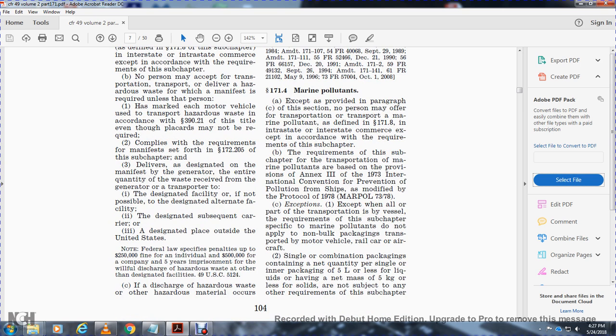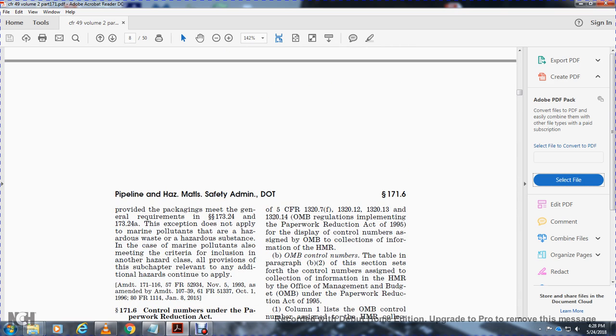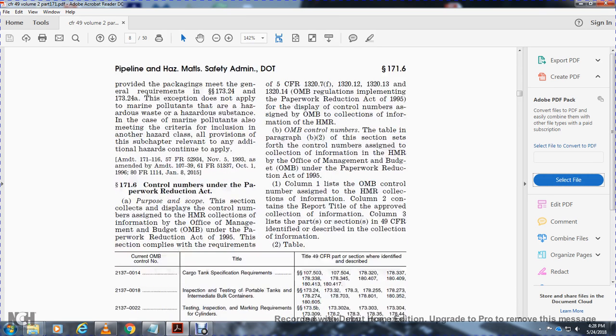Exemptions: except for transportation by vessel, requirements of this subchapter specific to marine pollutants do not apply to non-bulk transportation by motor vehicle, rail car, or aircraft. Single or combination packagings with a quantity per single or inner packaging of 5 liters or less for liquids, or a net mass of 5 kilograms or less for solids, are not subject to any of the other requirements of this subchapter, provided the packagings meet the general requirements of 173.24 and 173.24a. The exemptions do not apply to marine pollutants that are also hazardous substances. In the case of marine pollutants also meeting the criteria for inclusion in other hazard classes, all provisions of this subchapter relevant to any of the additional hazards continue to apply.